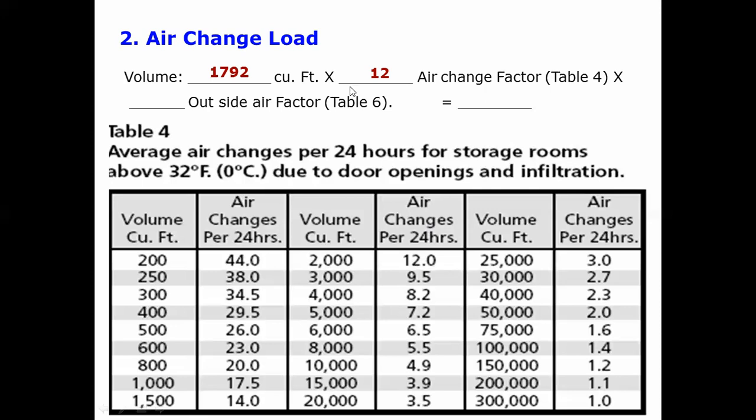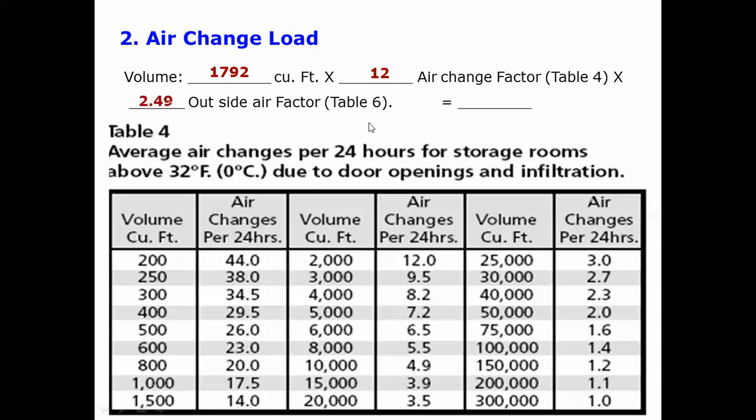So what you have to write? You have to write 12 as the air change factor here. Understood? 1792 is coming closer to 2000, so you take air change as 12. So multiply with 12. And one more thing, into outside air factor. Outside air factor you will be getting from table 6.